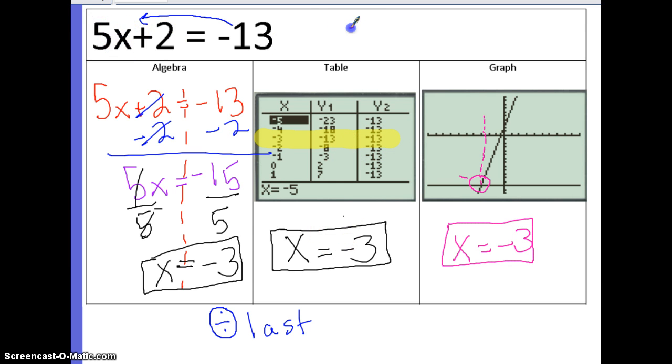5 times -3. I'm evaluating the function for x equals -3. So 5 times -3 plus 2, well, that's -15 plus 2. And -15 plus 2 is, in fact, -13. Okay, so that's what the table is telling me, that this side is equal to -13 when x is equal to -3. And then the last thing is that they intersect here where x is equal to -3. Next problem.